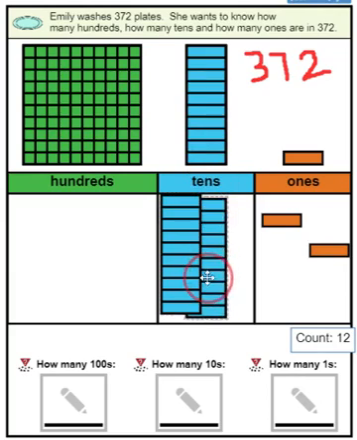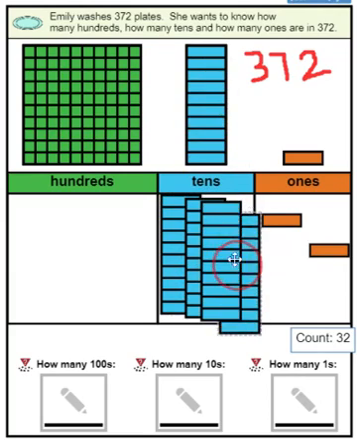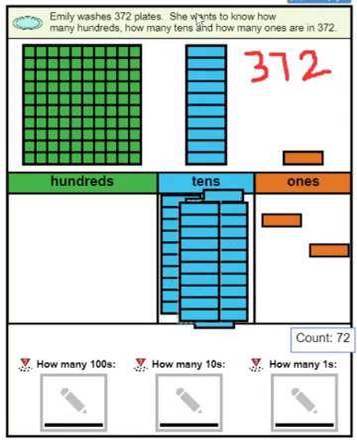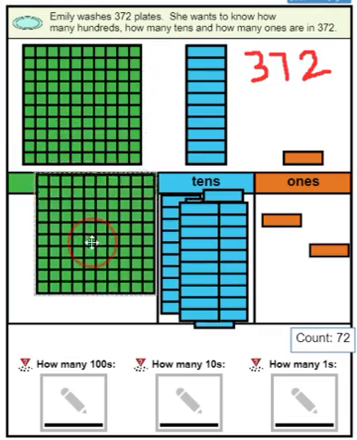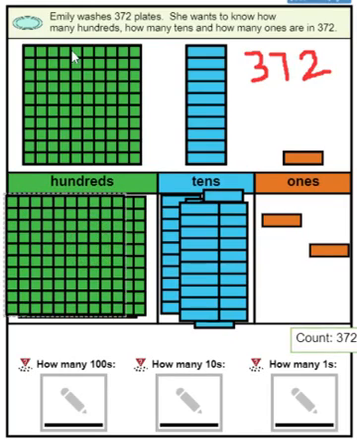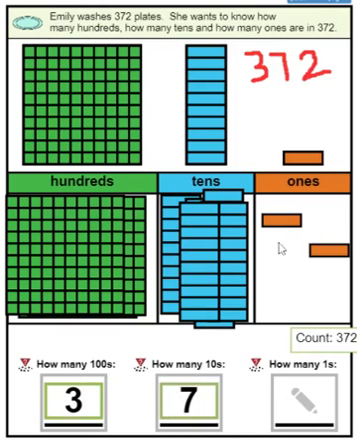1, 2, 3, 4, 5, 6, 7 tens. And then how many hundreds? 1, 2, 3. There's my number, 372. So how many hundreds? I look here. 3. How many tens? Look in the middle. 7. And how many ones? 2.